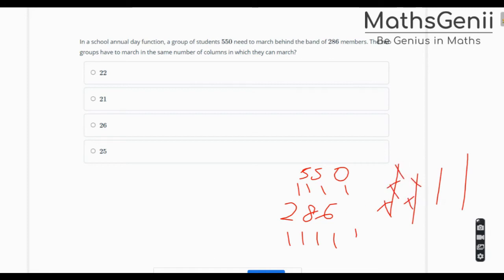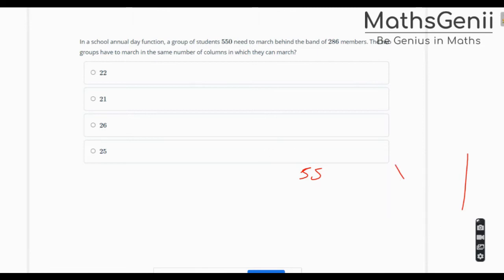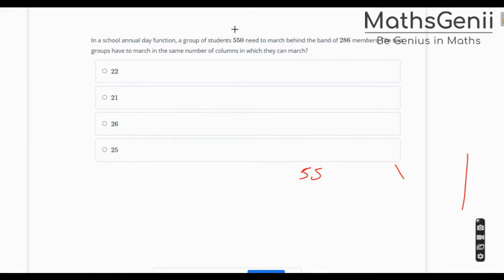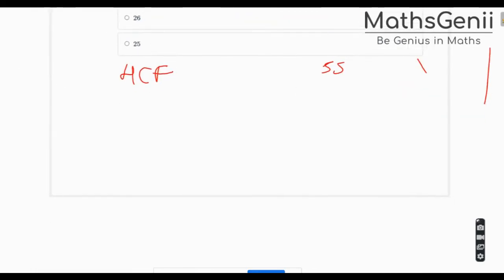Understood? Again, now how to decide whether to find HCF or LCM? I had just explained. Look at the question. Given number is bigger and options are smaller. So you have to find HCF again. HCF of what? Students, 550 and 286. So let's find it out quickly.